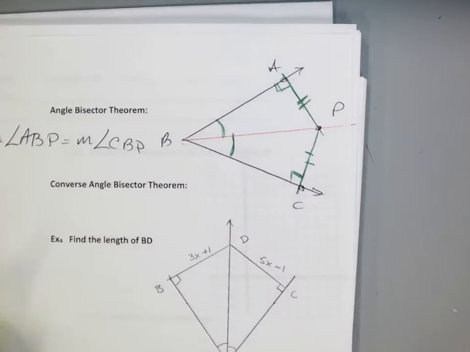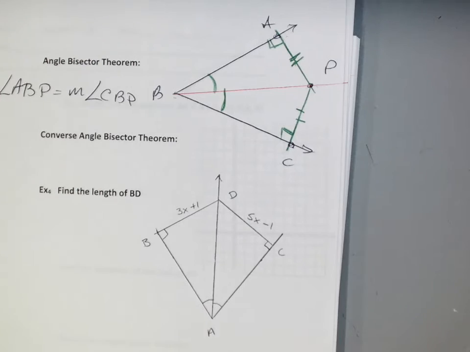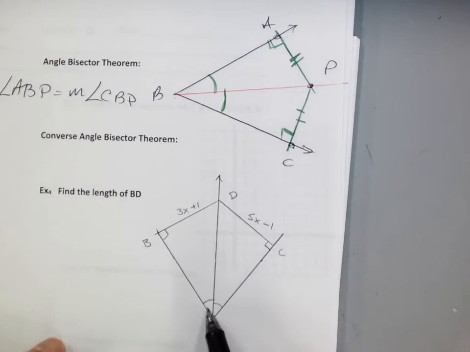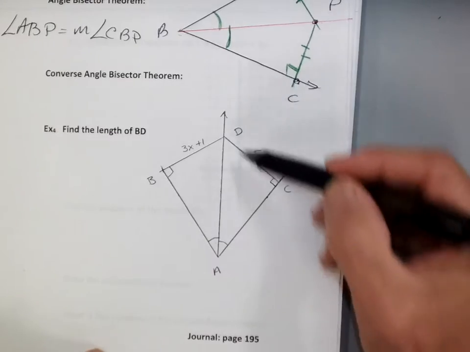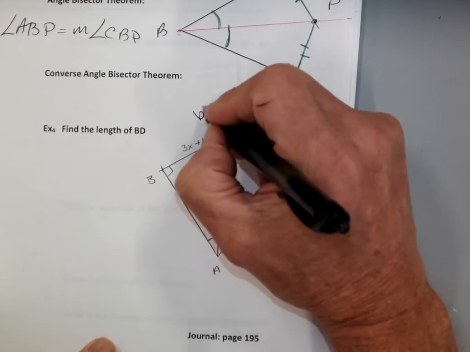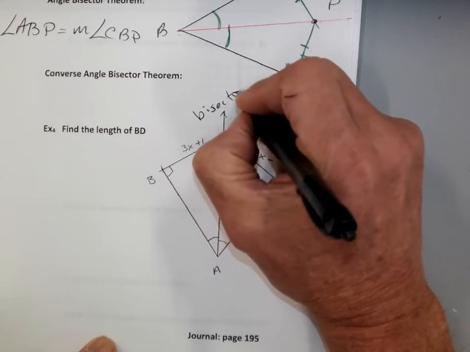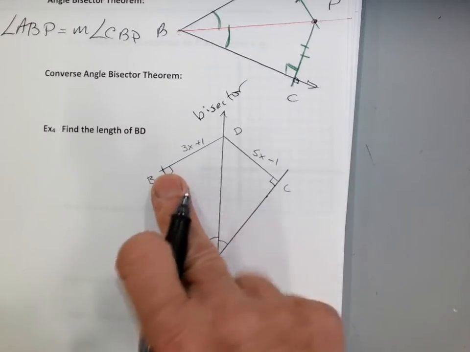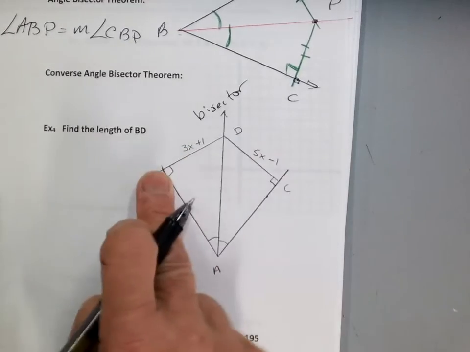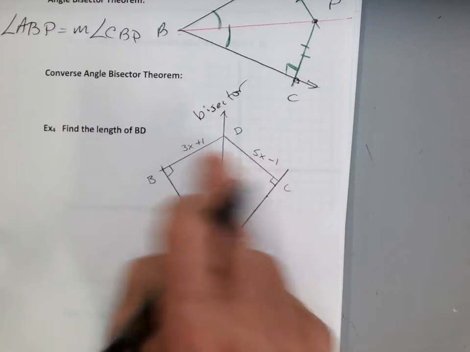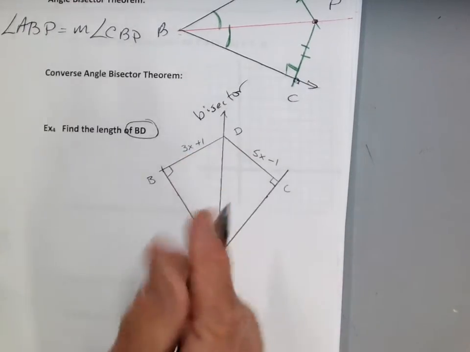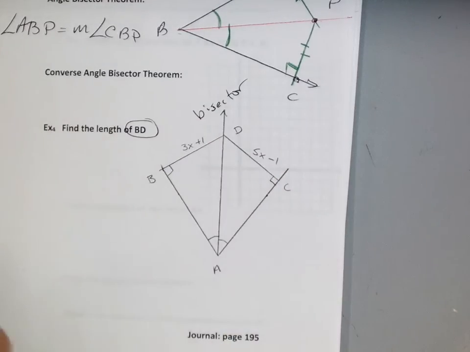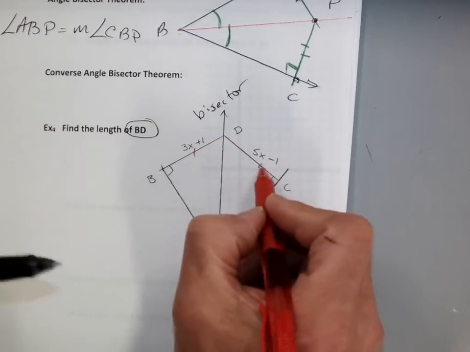So let's take a look at our last example, example 4. It's pretty easy, actually. Here's what we know. We know that these two angles are equal, so this must be a bisector. It cuts it in half. And we know if that's perpendicular, those two sides are equal. So we're going to find the length of BD. Let's set them equal. This side has to be equal to this side, okay?